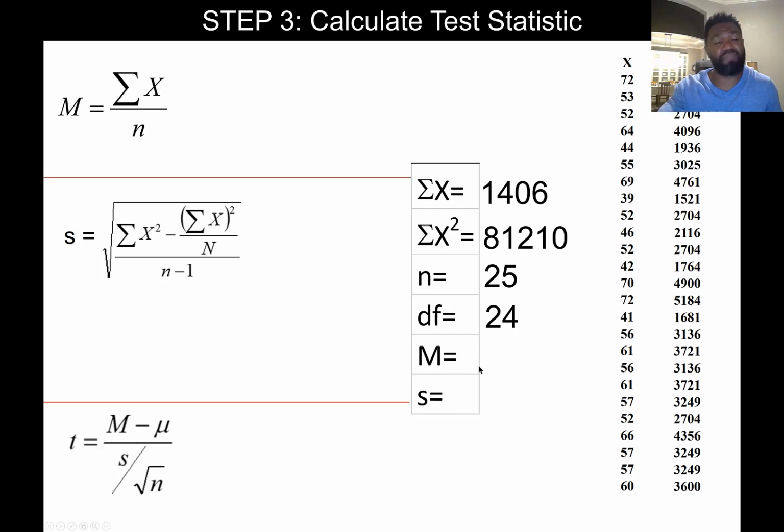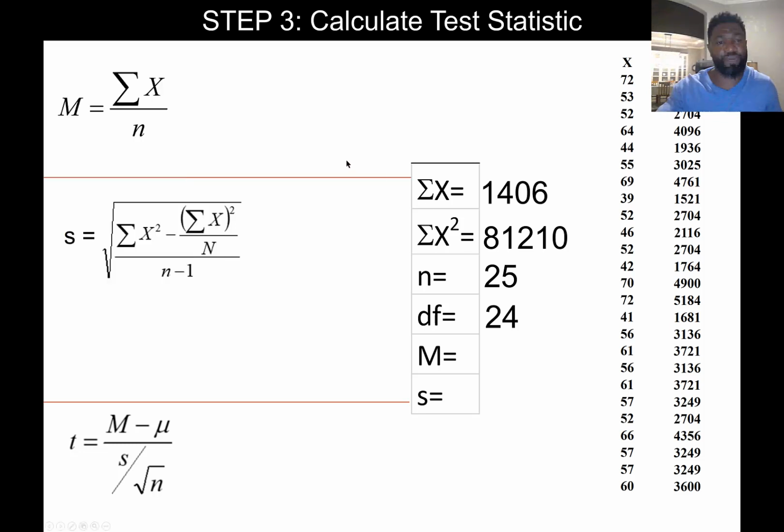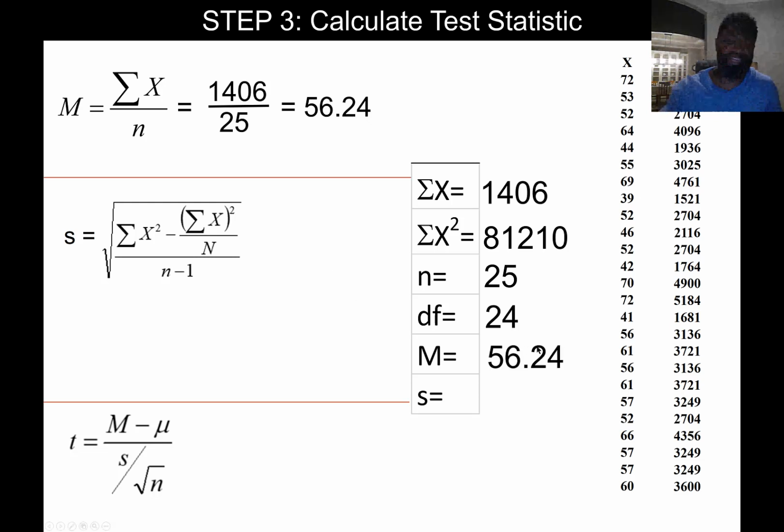So again, let's get the mean, right? The mean is going to be what? It's going to be the sum of all the x's, which is 1406, and we're going to divide that by n, which is 25. So let's bring our calculator up and say 1406 divided by 25 is 56.24, okay? And so if we do all that math, that's what we in fact get, 56.24. So we'll just put that down here as well so that we can see that that's what we're doing.